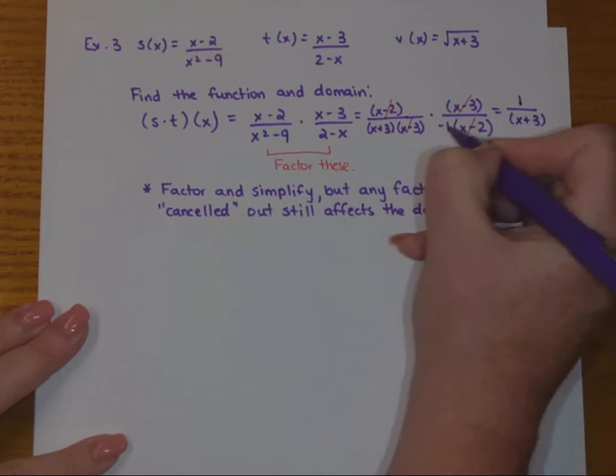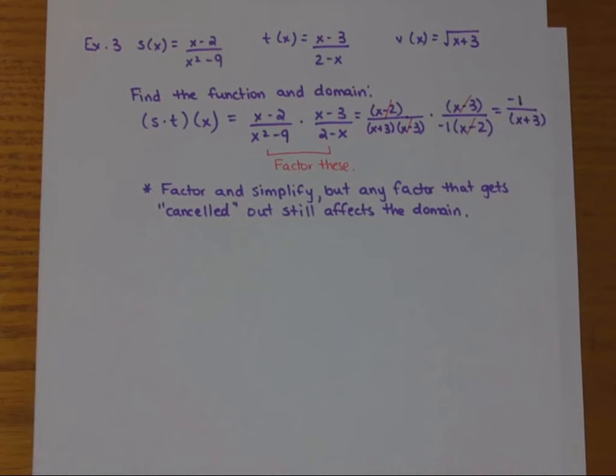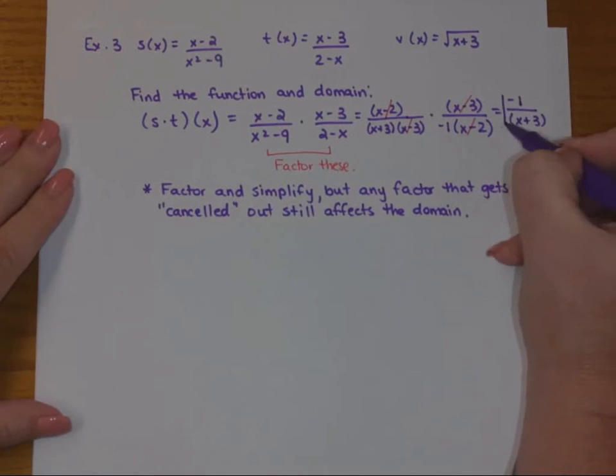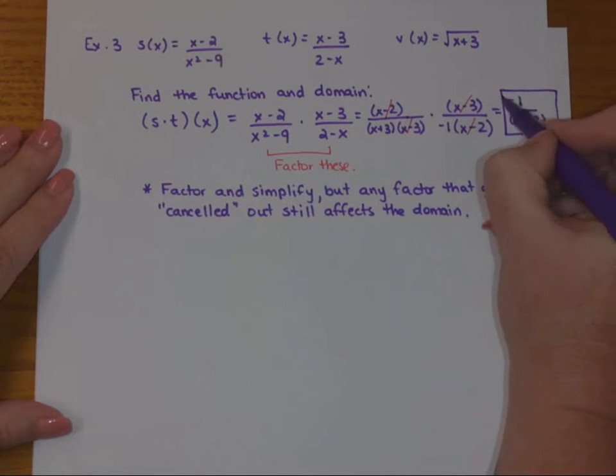And then as far as the negative sign goes, I'm just going to put it on the top. Now you could also put it on the bottom and have 1 over negative parentheses x plus 3. That would have been okay. So this is the function. We simplified it so that it would be more pleasant.